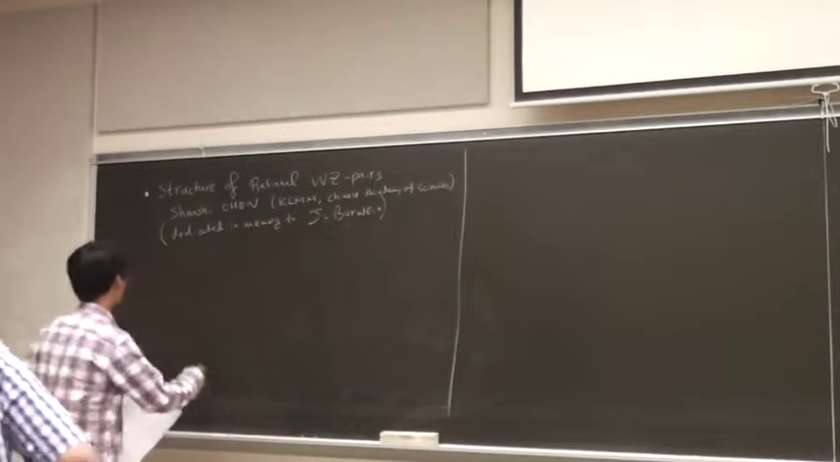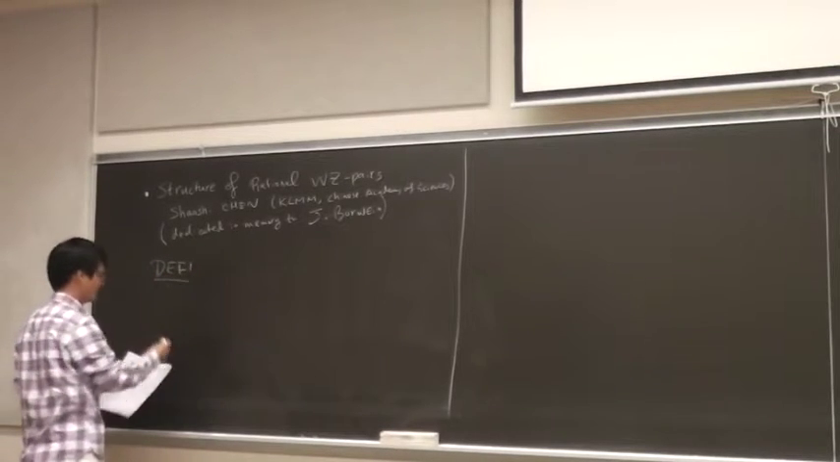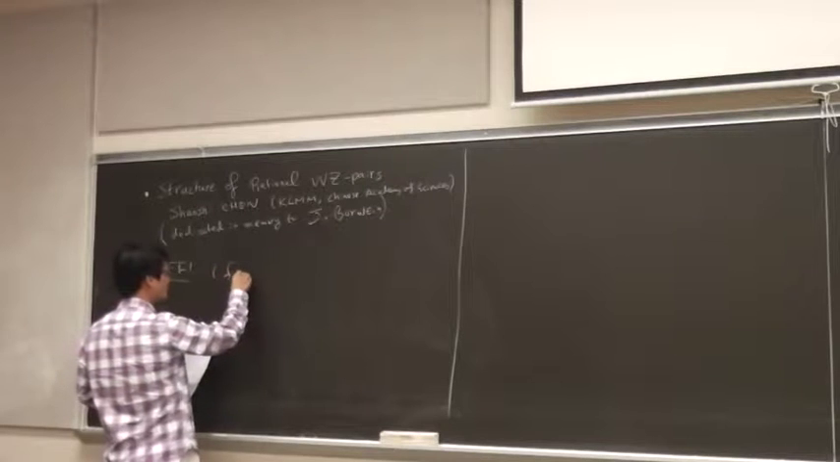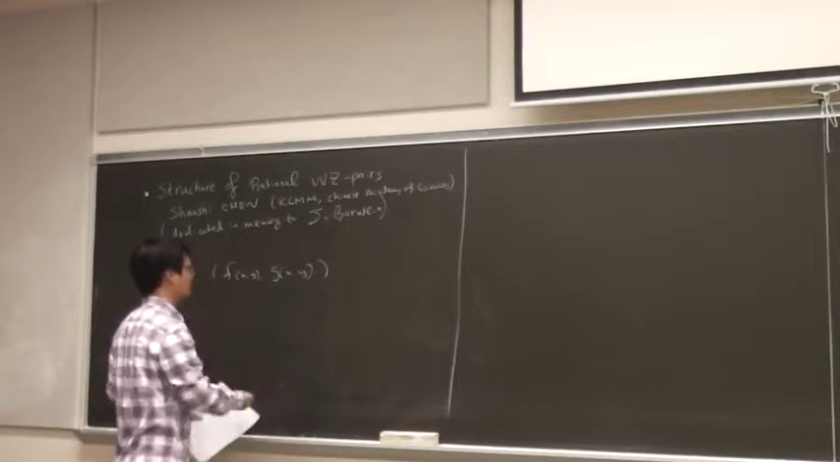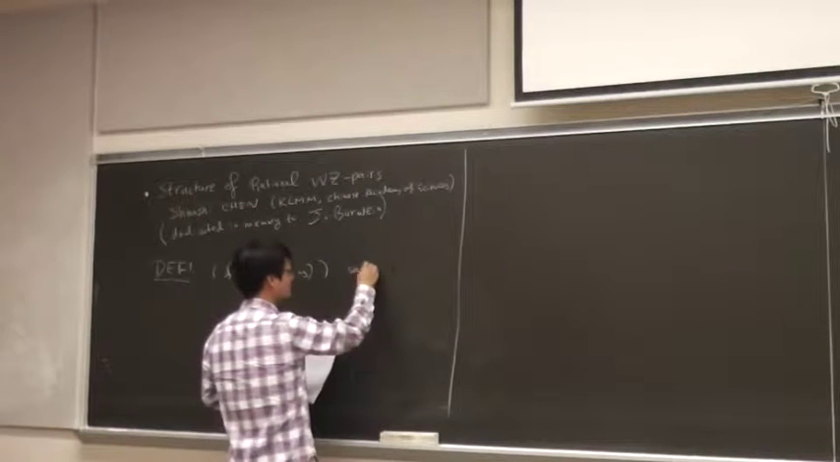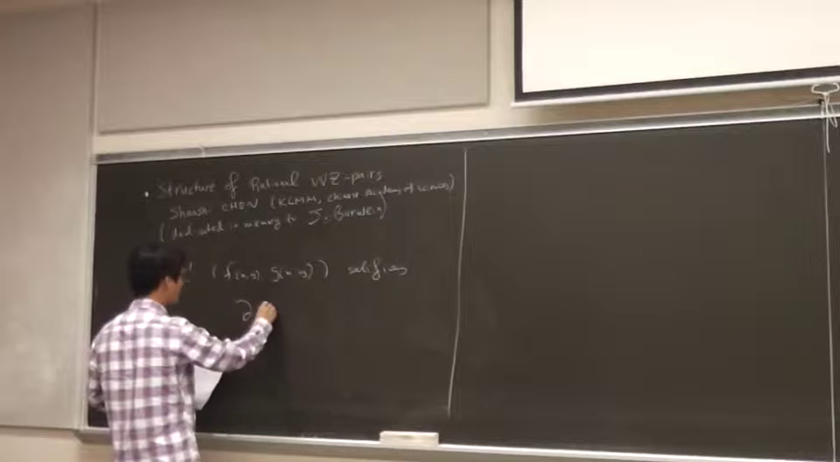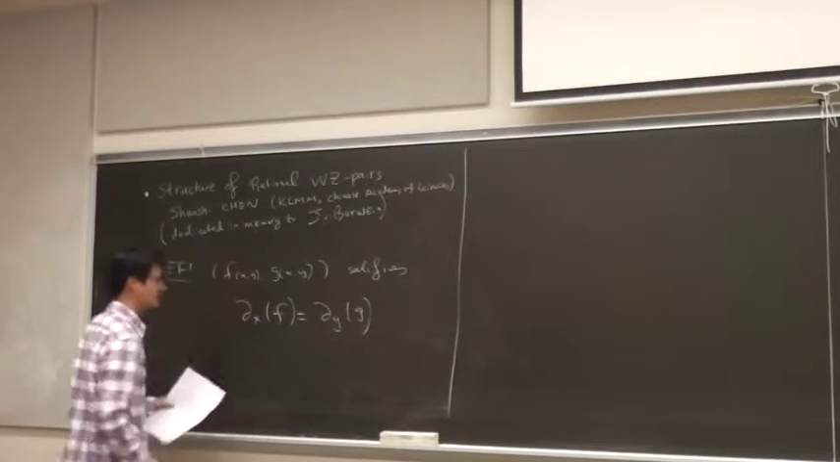First, let me give a definition. What is a WZ pair? A WZ pair is a pair of functions F, G in two variables, and they satisfy the following so-called WZ equations. That depends on the different types; I will talk about different types of the equation.